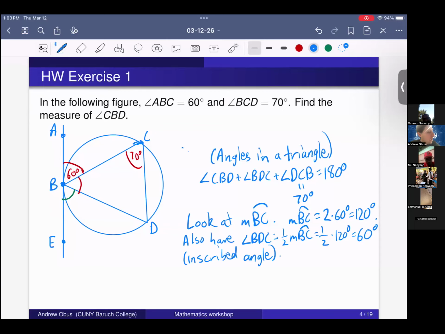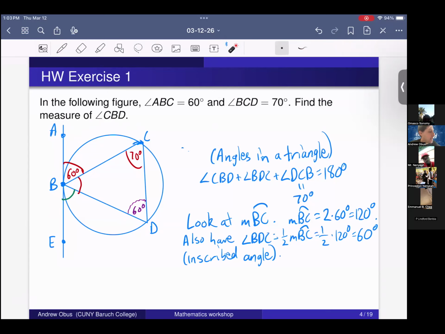Okay, so this is the key observation: you've got one angle formed by a chord and a tangent, and another angle that's an inscribed angle, but both of them have half the measure of this arc. So they have to be equal to each other. So I'm going to add it in over here that this is actually 60 degrees also. This angle and this angle have to be the same because they come from the same arc.